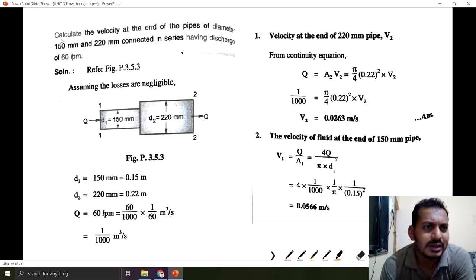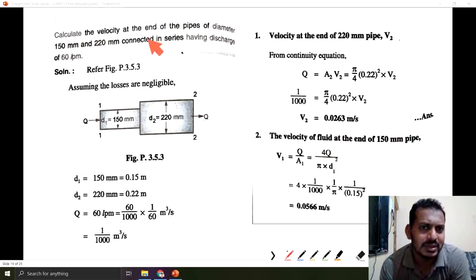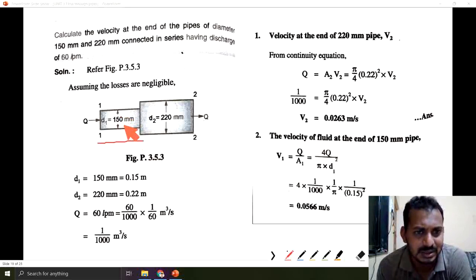The problem statement is: calculate the velocity at the end of pipes of diameter 150 mm and 220 mm connected in series, having a discharge of 60 liter per minute. Here, whatever parameters are given, we need to write them down. These pipes are connected in series, so we can draw a sketch: a 150 mm diameter pipe is connected to a 220 mm diameter pipe.